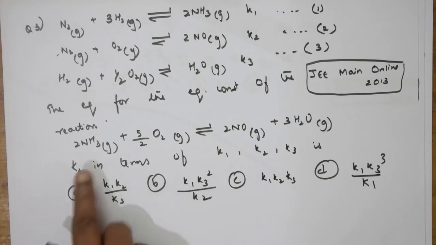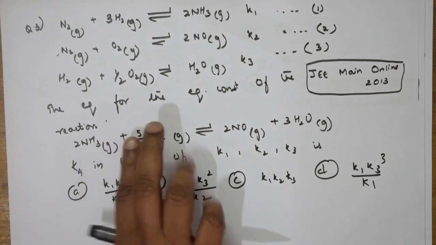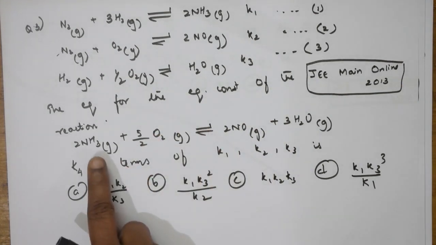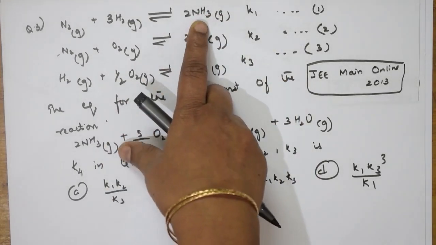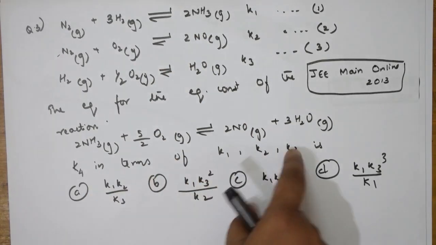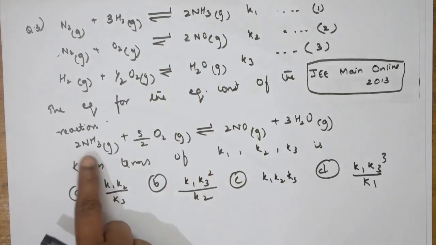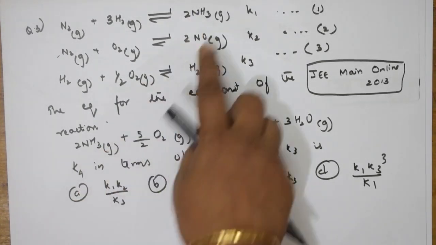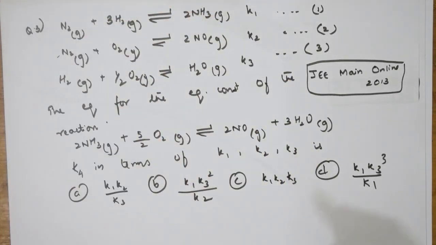In this reaction, what is there? NH3 is present on the LHS. Now invert this reaction. What will happen if you invert this reaction? If they ask me to write K4 in terms of K1, K2, we will start with this reaction. NH3 is here, NH3 is here. I have to write this in terms of this, this in terms of this. So make it equal, invert the first reaction.